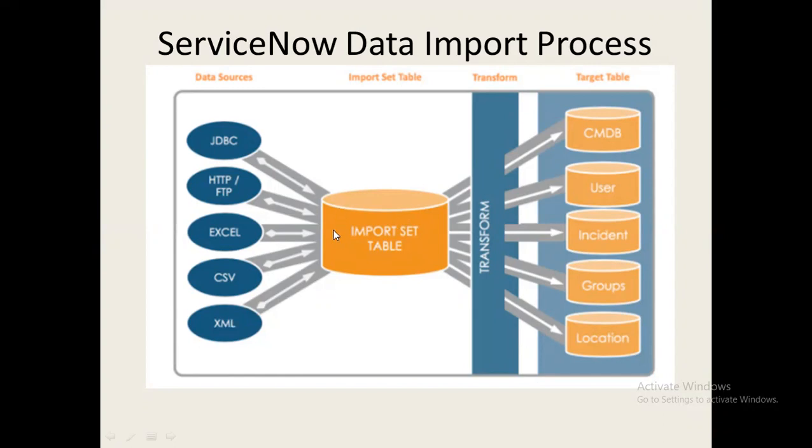Now you have a table in ServiceNow, which is a kind of staging table, called the import set table. The main purpose of this table is that it takes data from different external sources and transforms the data back into ServiceNow into a particular target table. As I said, you can put data into network gear, switches, servers, whatever. So any CMDB table, any task table, user, incident, groups, wherever you want to transform it.